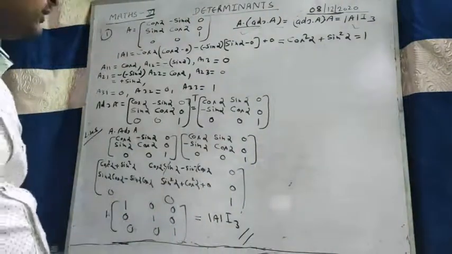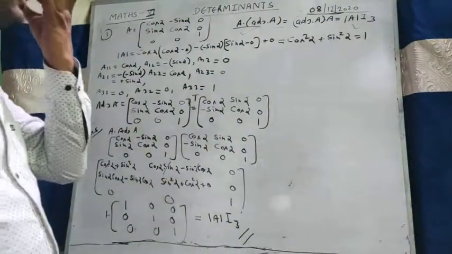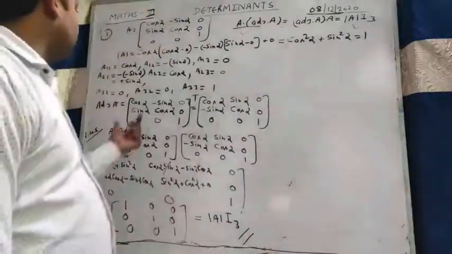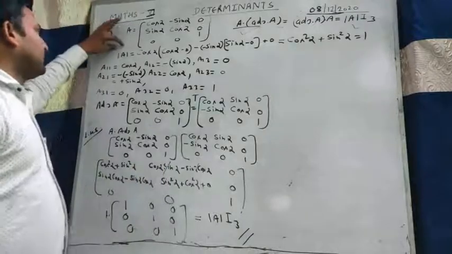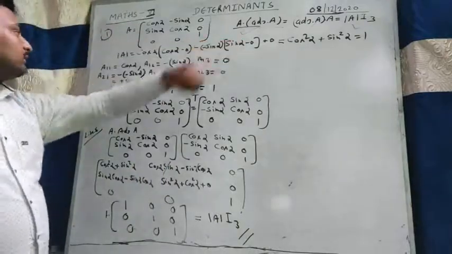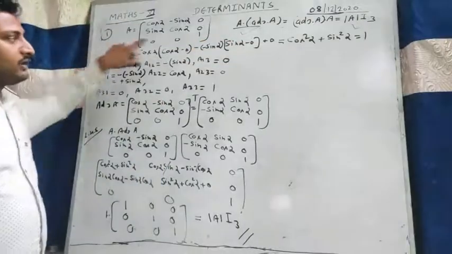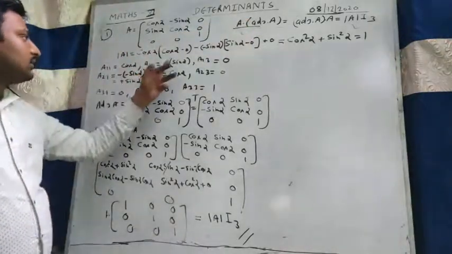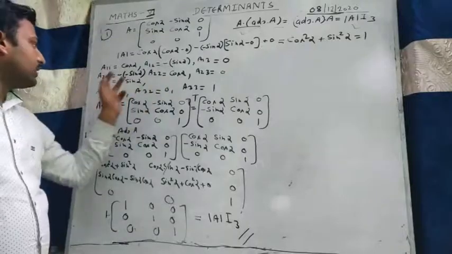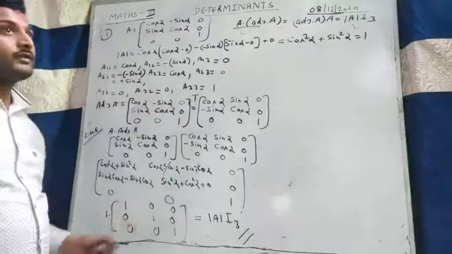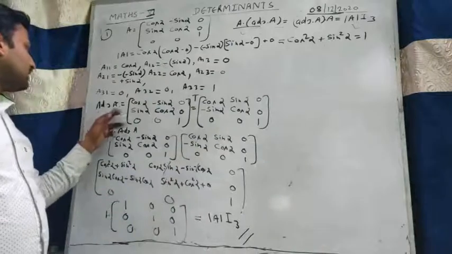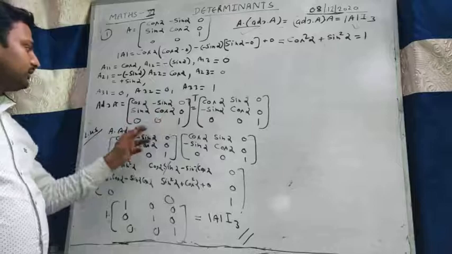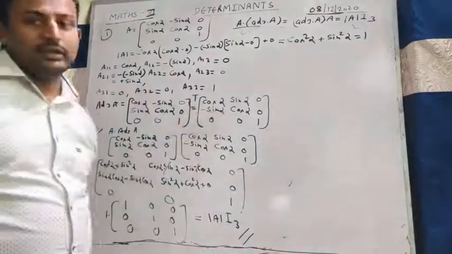Now we will find our second part, which is adjoint of A multiplied by A. We first find the determinant of A, which is 1. After that, to find the adjoint of A, we find all the cofactors A11, A13, A21, A22, A23, A31, A32, A33, which is equal to 1. Now adjoint of A is what? Cos alpha, minus sin alpha, 0, sin alpha, cos alpha, 0, 0, 0, 1, which is equal to this, student.